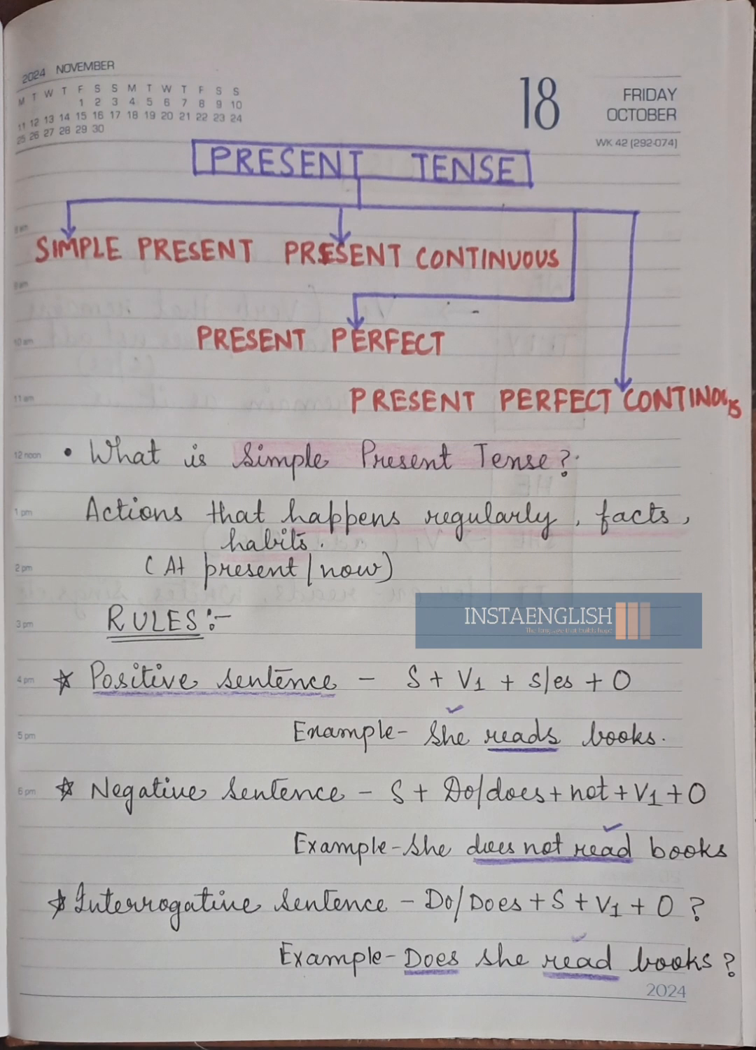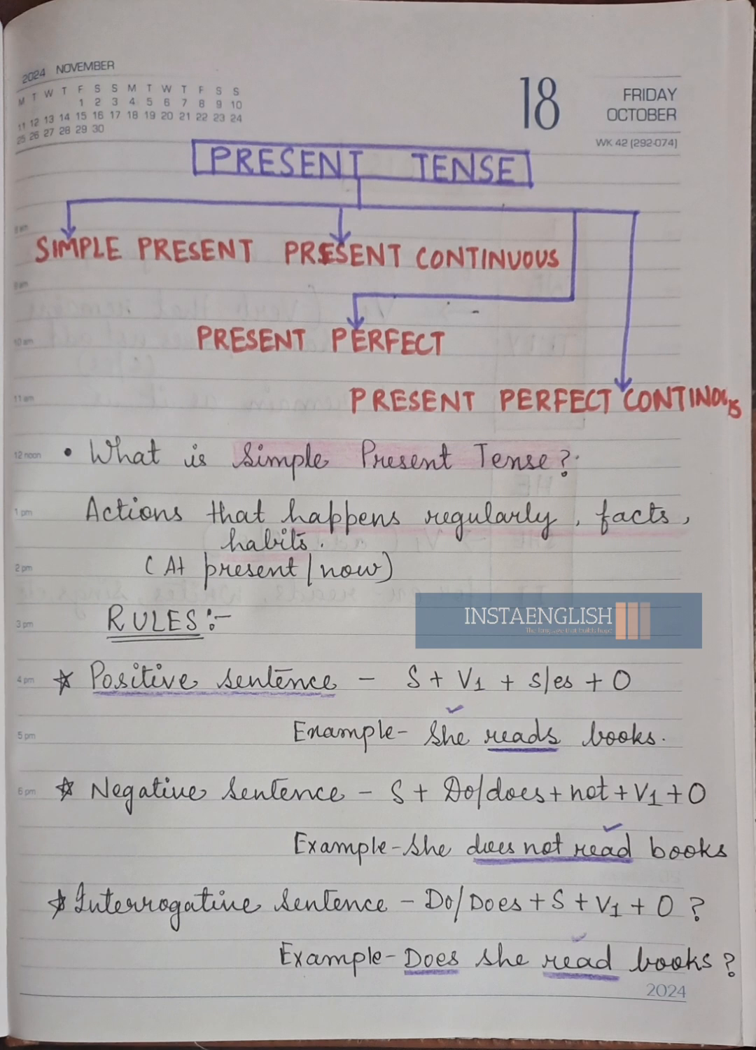So previously I had already mentioned to you the types of sentence, that is the important 3 types of sentences that are required when we are doing tenses. So first one is the positive sentence. So what are the rules for this positive, negative and interrogative sentence? So in simple present tense, first in positive sentence, the rule is subject plus verb plus s or es plus object.